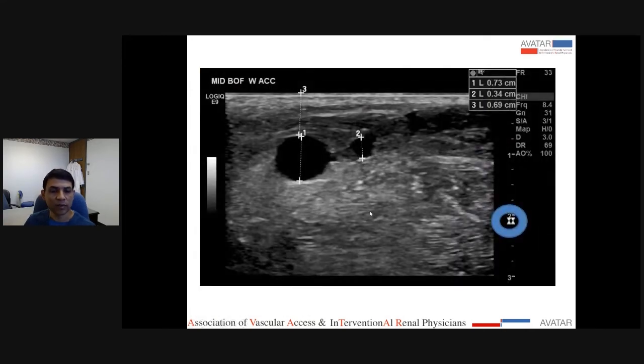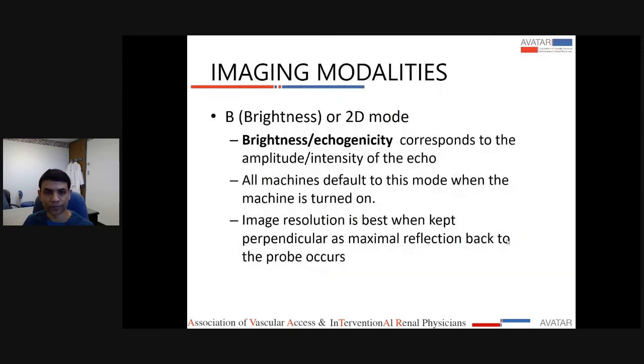So here is an example of an AV fistula evaluation, and you can see here in blue is the focal zone. This focal zone can be moved up and down depending on the target of interest.